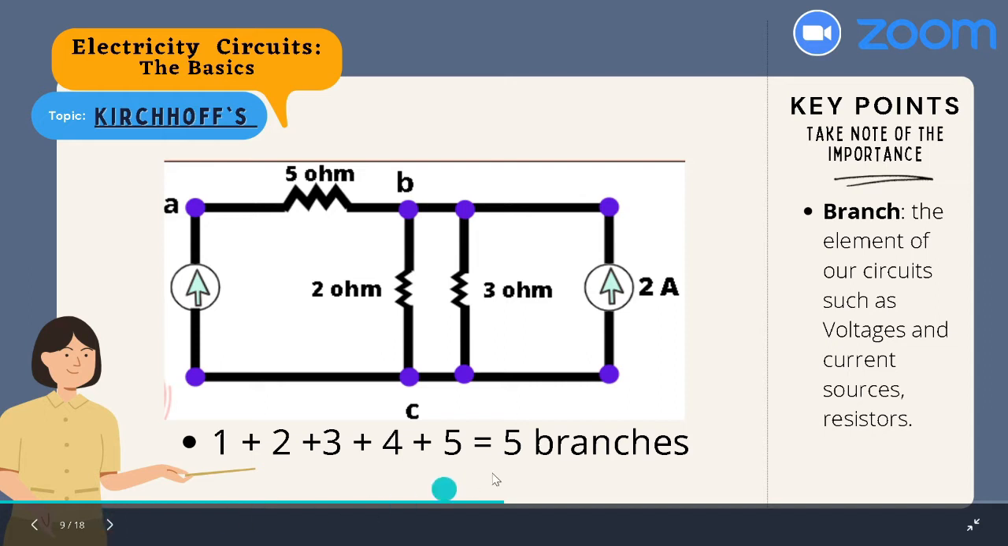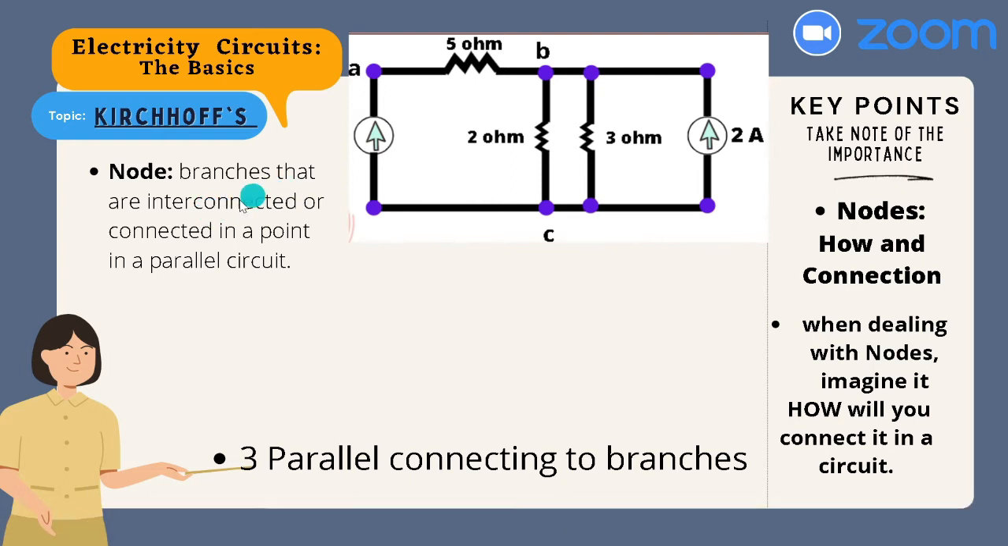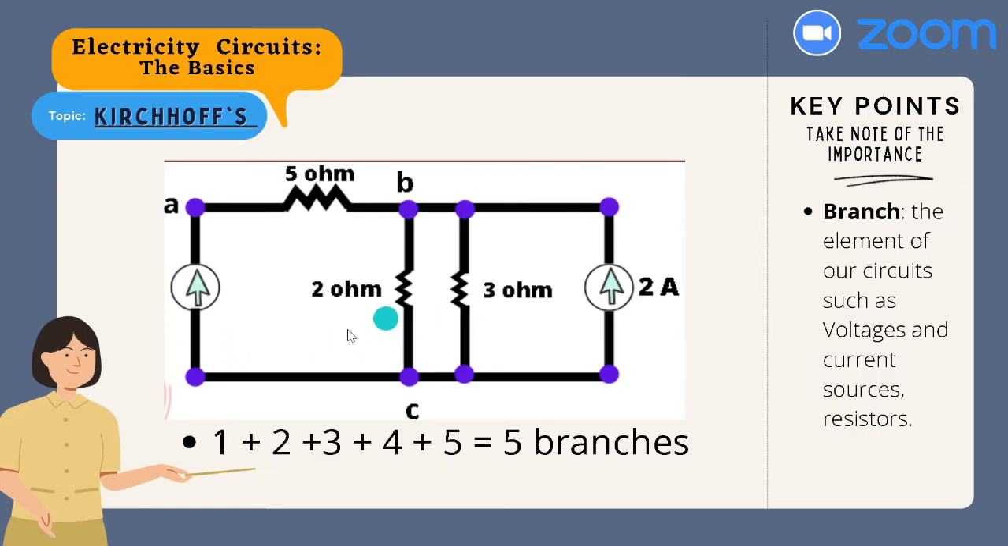We already know the branches in this circuit. Now let's look for how many nodes are in this circuit. Again, nodes are where branches are interconnected at a point in a parallel circuit. It is very helpful to imagine how this circuit goes along when we connect these branches together.